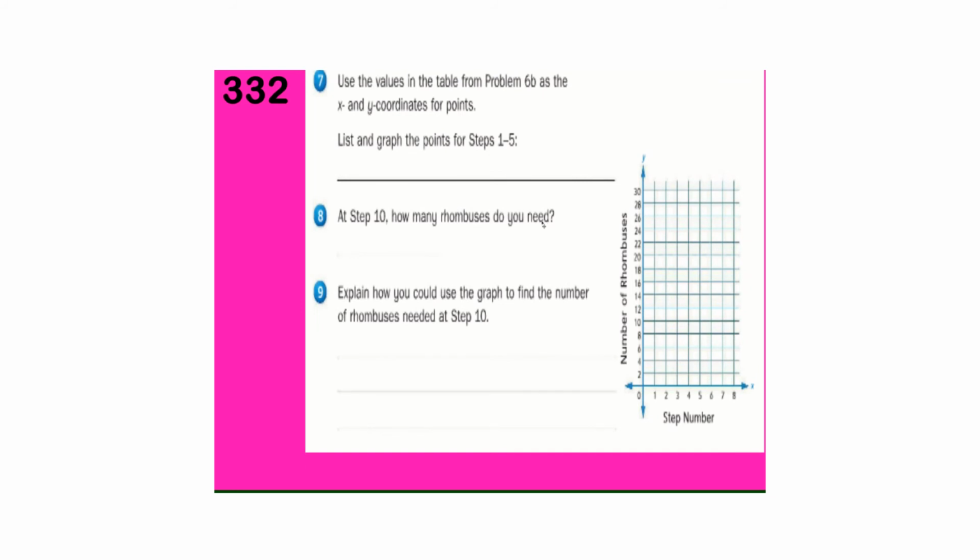Okay, so use the values from those rhombuses, graph those, and in step 10, how many rhombuses do you need? Number 8, explain number 9 here, how you could use the graph to find the number of rhombuses for step 10. Go ahead and pause, make that graph, and answer those questions.